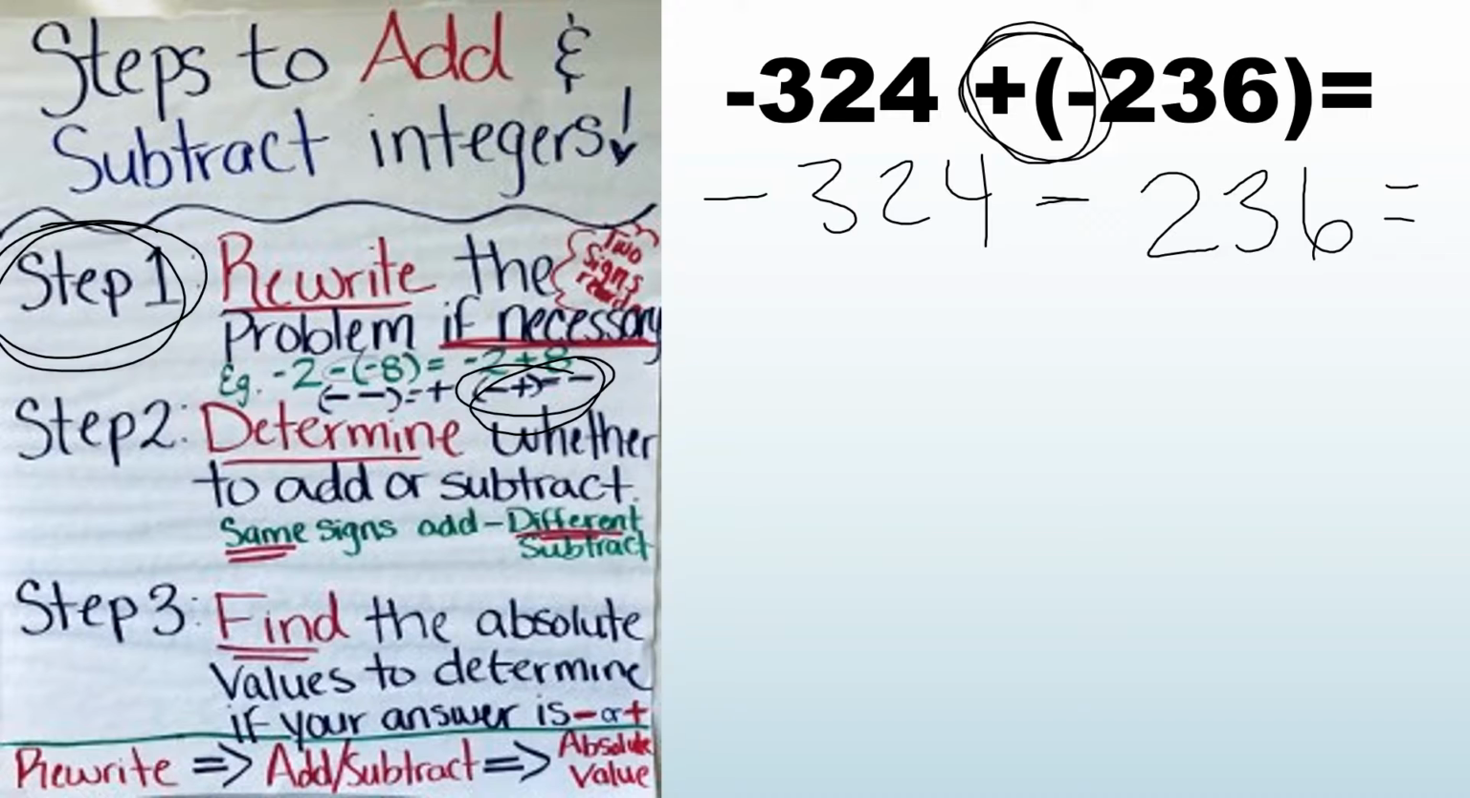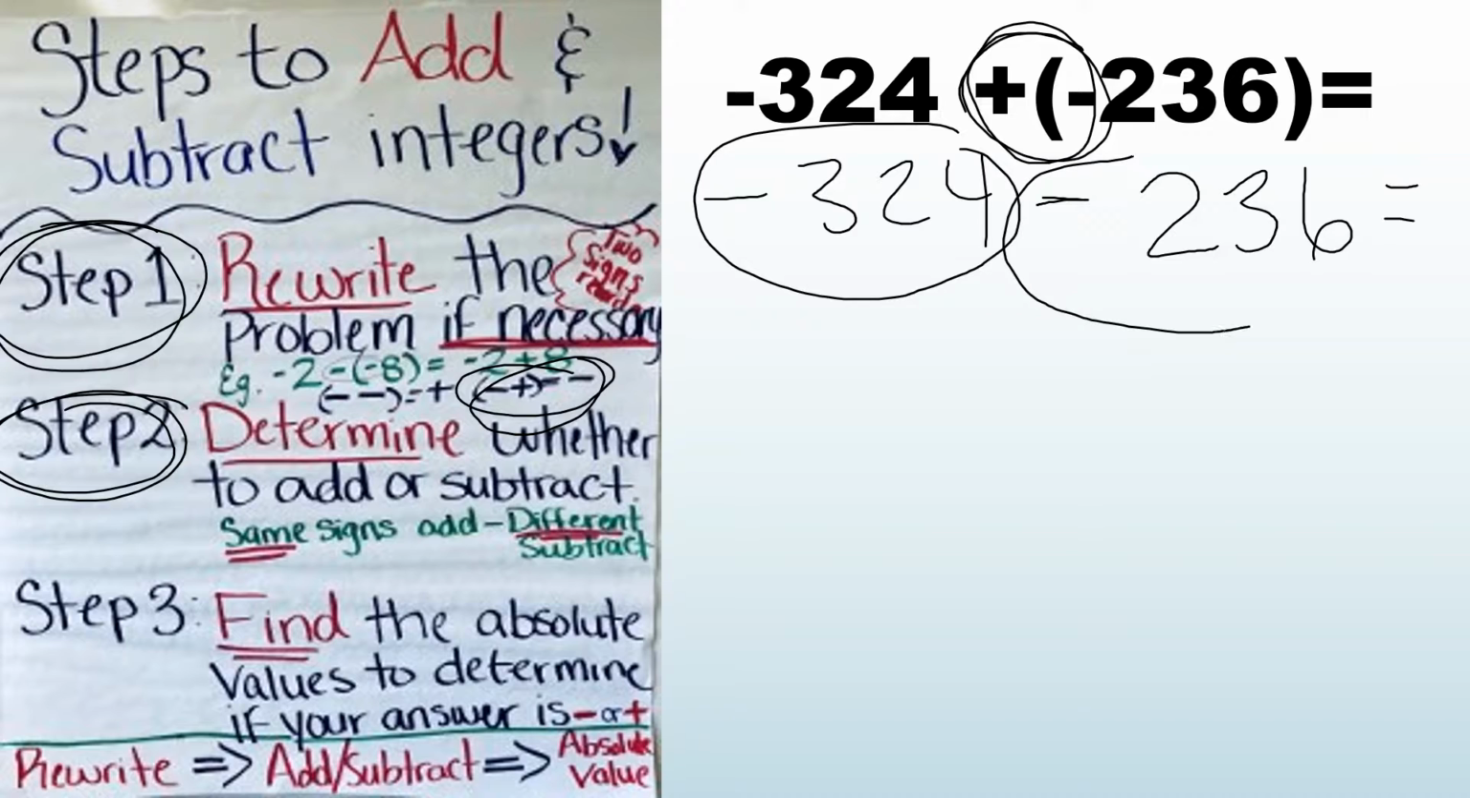All right, so now we're going to move to step 2. Now we need to figure out whether to add or subtract these numbers. If you have the same signs, you add, different, subtract. I like to circle the numbers because it helps me to see the signs better. And I can see that these signs are the same. They're the same. So when they're the same, I'm going to add.